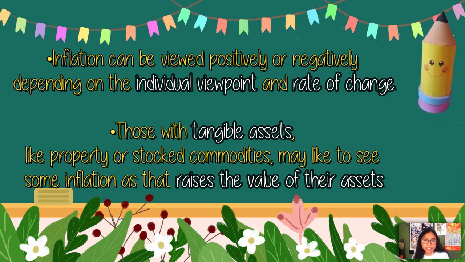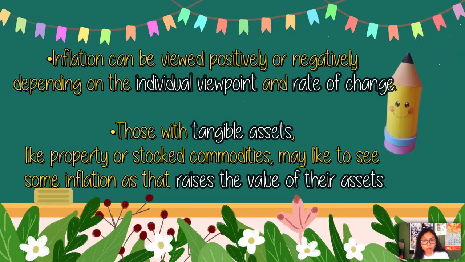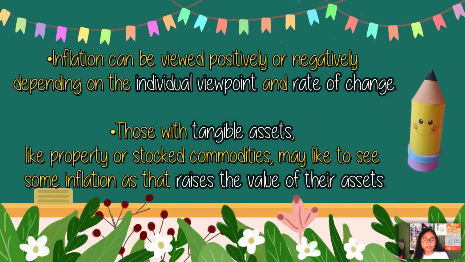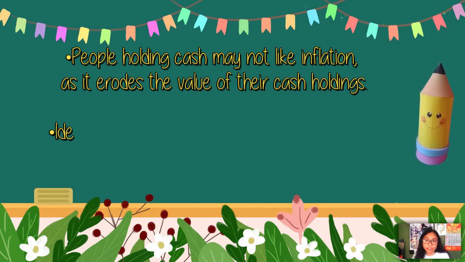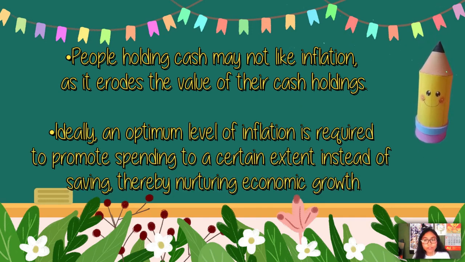Those with tangible assets like property or stock commodities may like to see some inflation, as that raises the value of their assets. People holding cash may not like inflation, as it erodes the value of their cash holdings. Ideally, an optimum level of inflation is required to promote spending to a certain extent instead of saving, thereby nurturing economic growth.